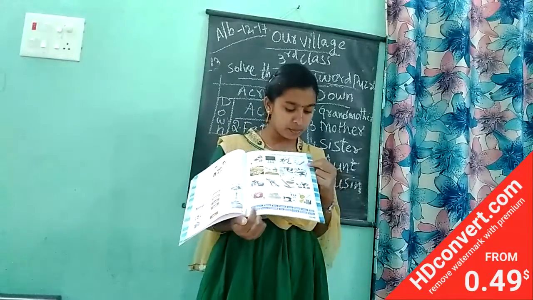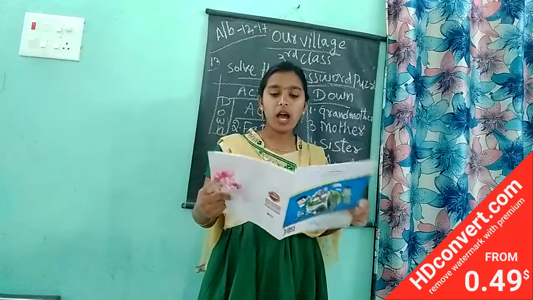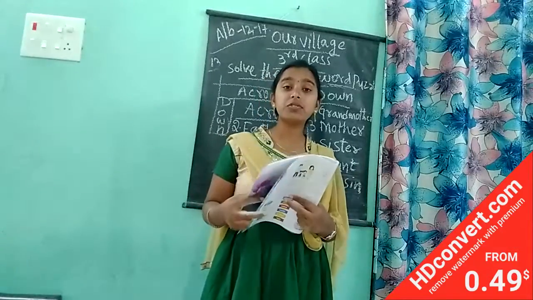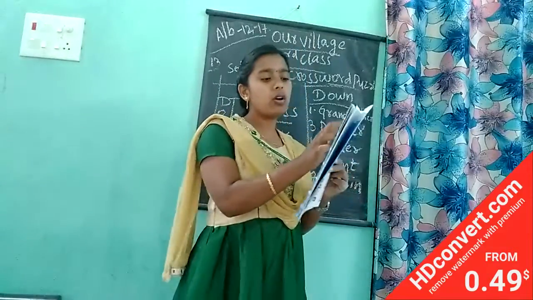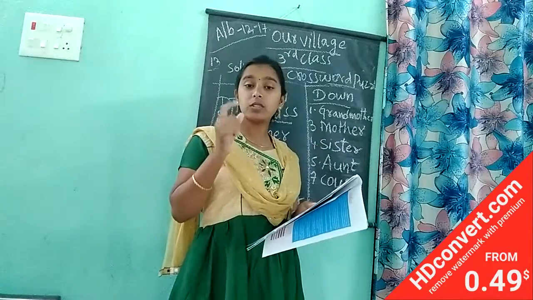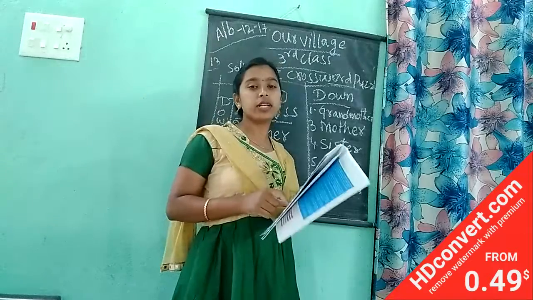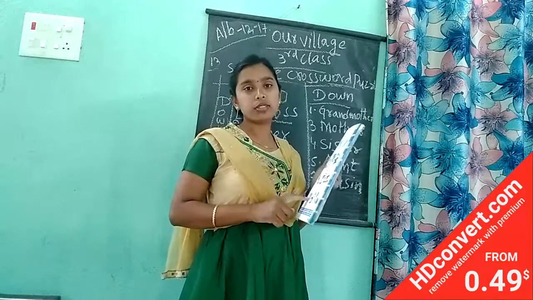If you see the 15th page, what is there on the 15th page in your activity book? Observe the tools and identify the village helpers with the help of the given words. So what we have to do is observe the tools and identify the village helpers with the help of the given words. Here all the pictures they have given. All the tools, what occupation you have to write. We have to write the occupations related to those tools.